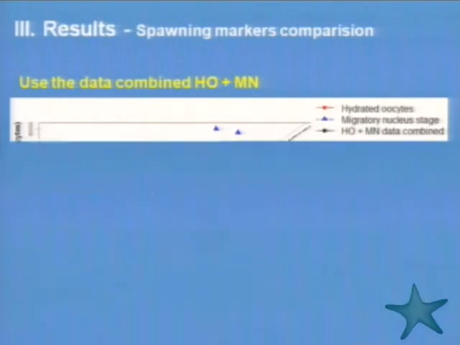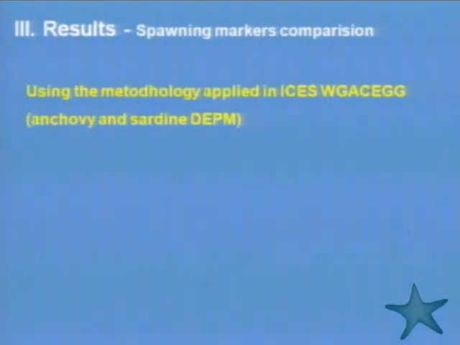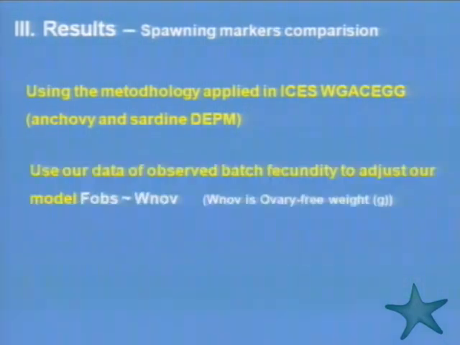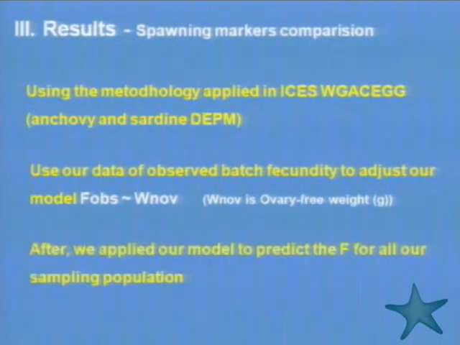After that, we are applying our model based on the ovary free weight and the observed batch fecundity to our real population. We use the same methodology that is being applied for anchovy and sardine. After we have our model adjusted based on our observations, we extrapolate it for the whole population. We adjust our model based on the ovary free weights of the other females sampled, and we get our fecundity estimate to be used in the DPM model.